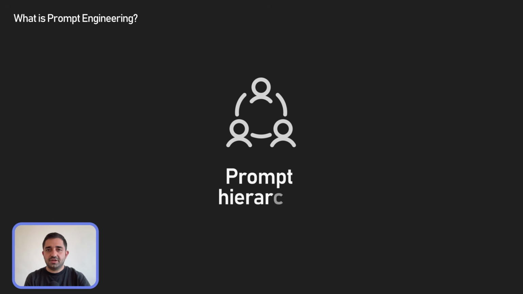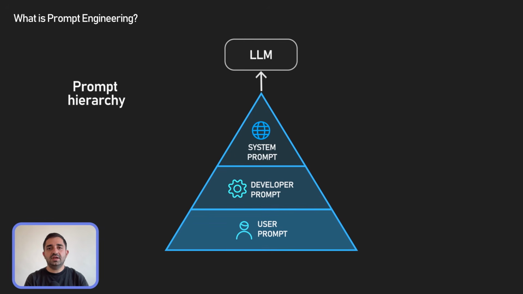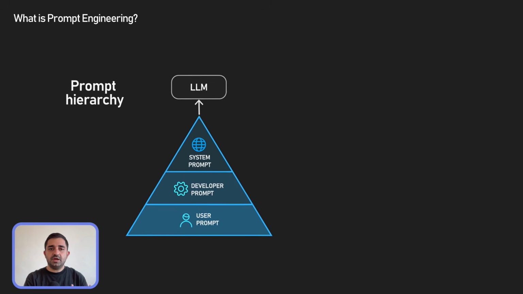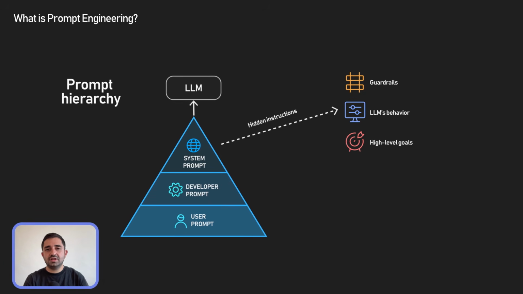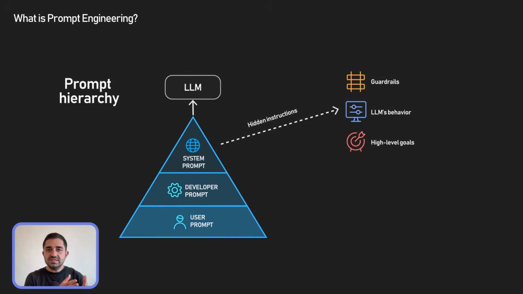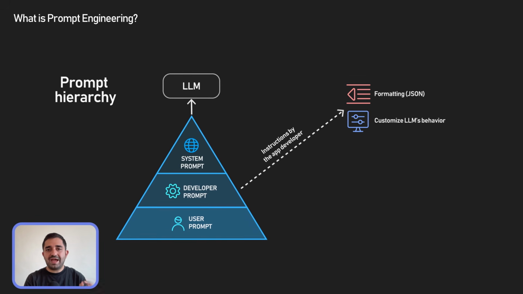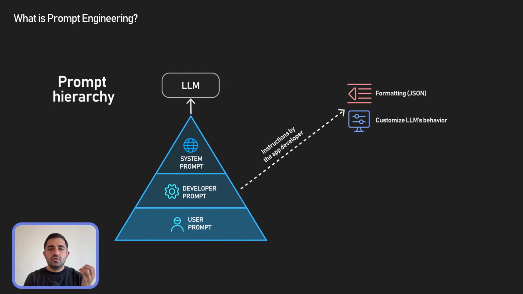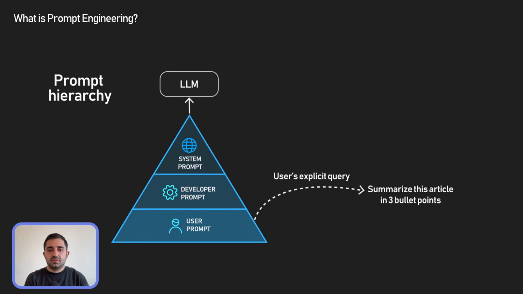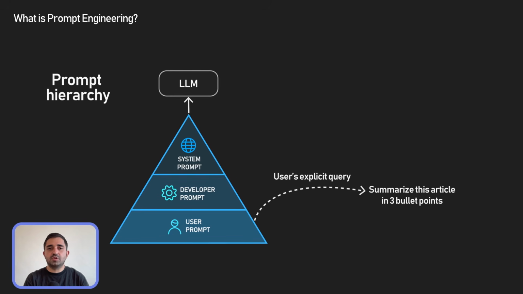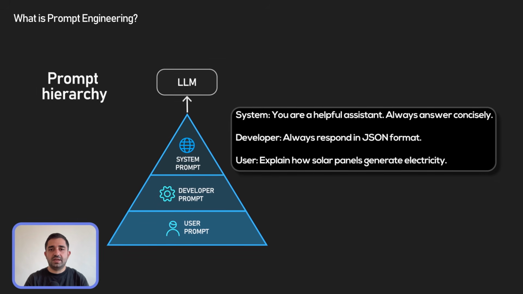5. Prompt hierarchy. In prompt hierarchy, we establish different levels of authority within the instructions. A typical setup includes a system message where hidden instructions define the model's behavior, guardrails, and high-level goals. This instruction is known as the system prompt. A developer prompt contains instructions from the application developer that define formatting roles and customize the LLM's behavior. And finally, a user prompt, which is just the user's direct input or question. Together, these three levels form the complete prompt that is sent to the LLM.